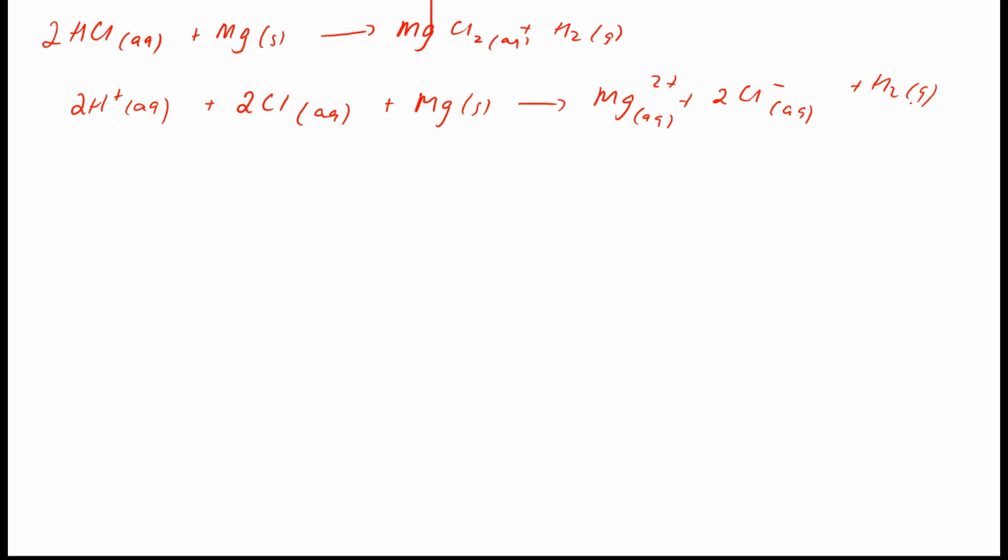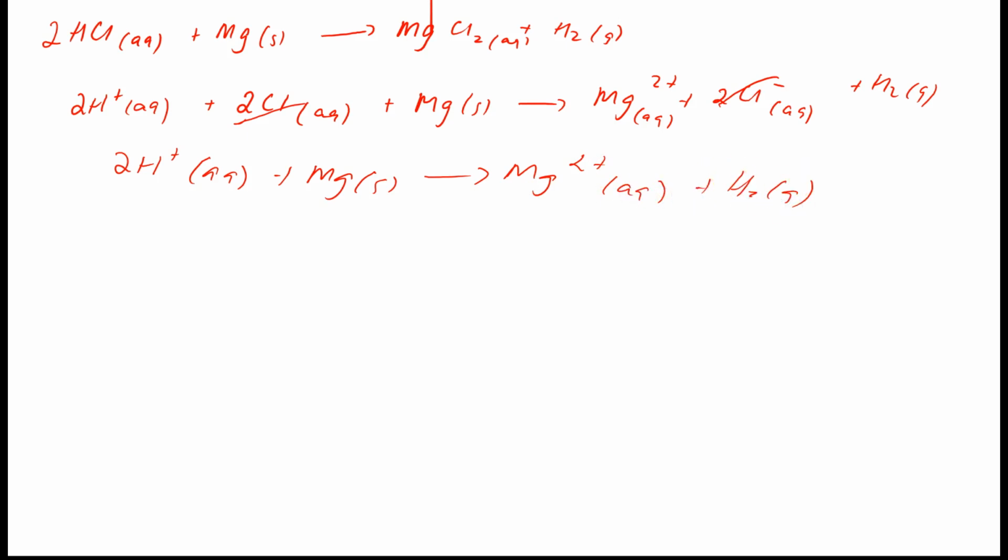So again, let's go through and cancel out where we can, and you'll find that that's really all we can do. So our net ionic equation: 2H+ aqueous plus magnesium solid, producing magnesium ions, aqueous, and hydrogen gas.